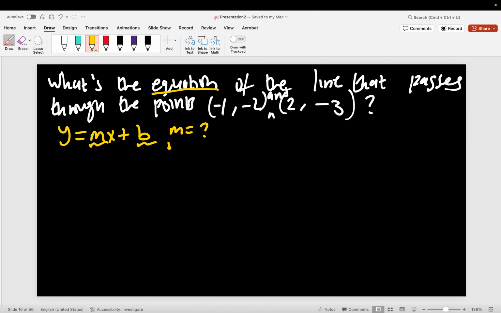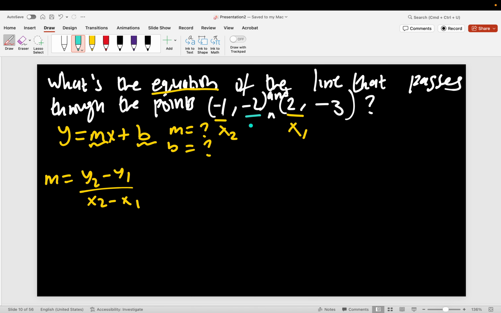This question does not give us m, but we know how to find m using y2 minus y1 over x2 minus x1. So we're given two sets of y and x. So this is my x and this is another x. I'm going to call this one 1 this time around so you can see that it doesn't matter which one you call 1 and which one you call 2. Since I'm calling this one 2, this is also 2, right? And then this is y1.